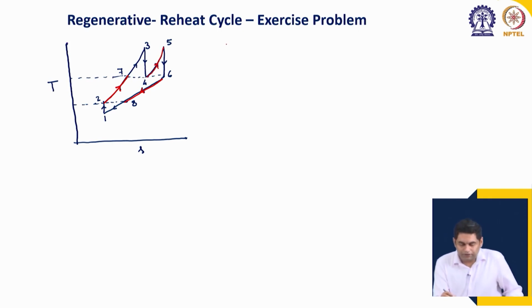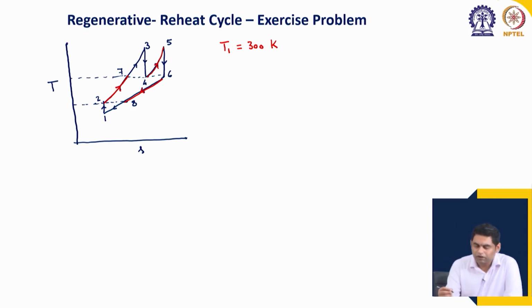So, now let us define the problem. The problem is taken as exactly similar: T 1 equal to 300 Kelvin. At this point I suggest that you can pause the video and go back to the previous class to see what were the values that we obtained for the same problem, where we had separate cases of regeneration, separate cases of reheat, and the simple Brayton cycle. Pressure is not needed; if needed you can assume it to be 1 atmospheric pressure.